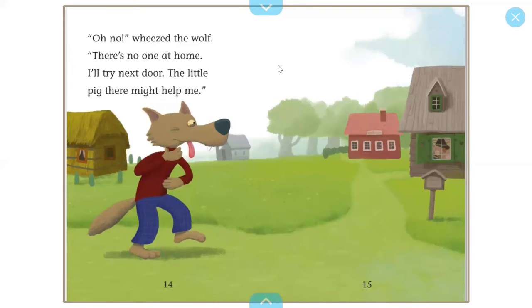"Oh no," wheezed the wolf. "There's no one at home. I'll try next door. The little pig there might help me." Okay, so that wolf actually said these words out loud. They're in the quotation marks, right? See the pigs in the window?